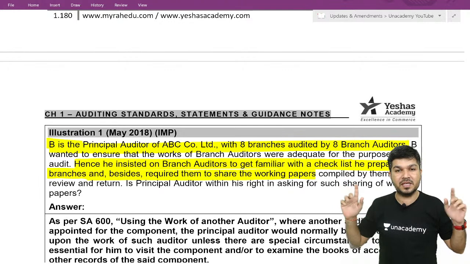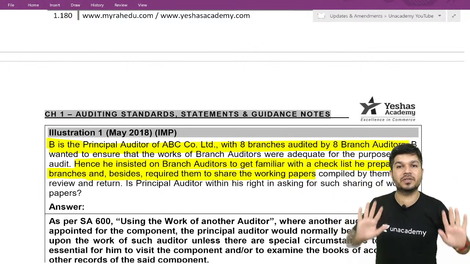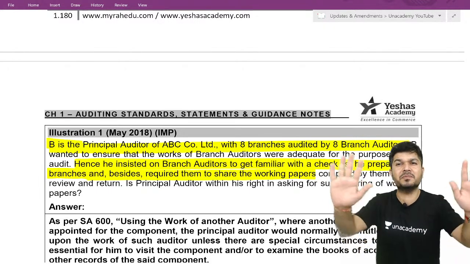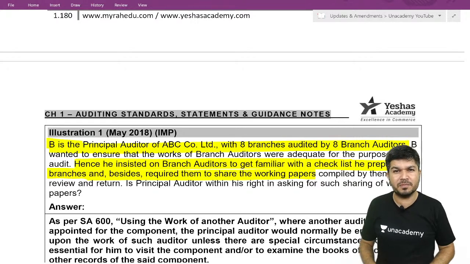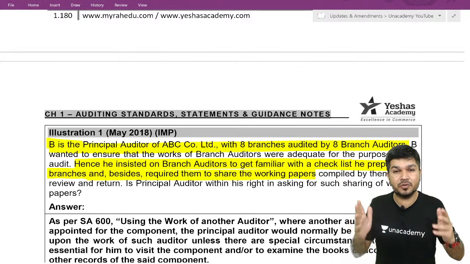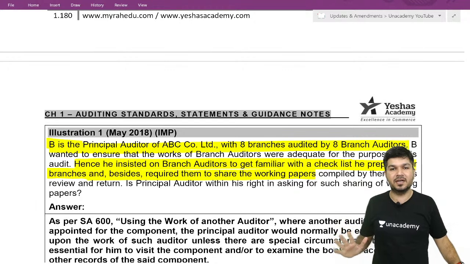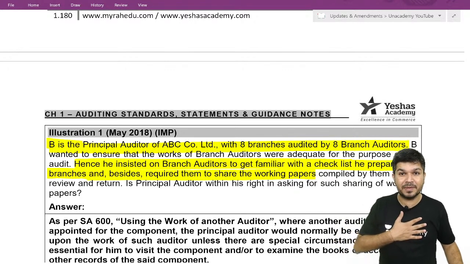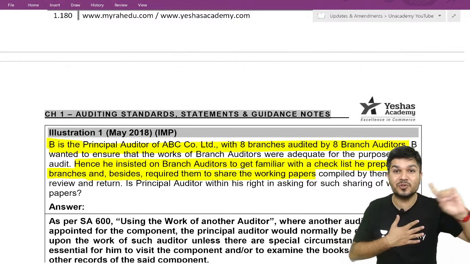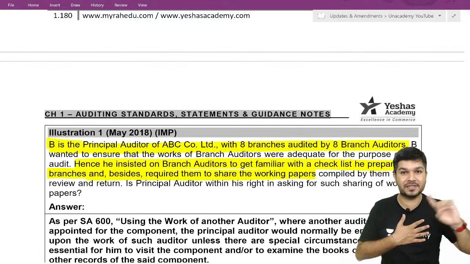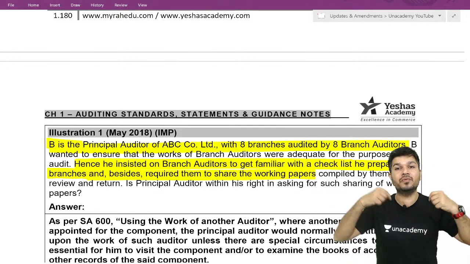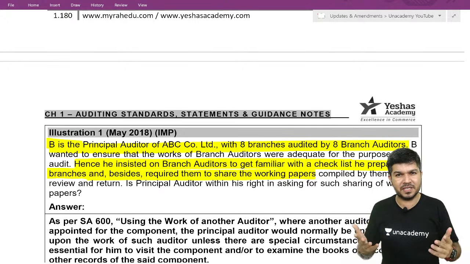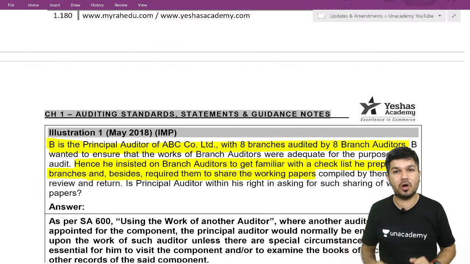No. See, he is a chartered accountant. Don't doubt his work. And you are not responsible for his work. If you are not responsible for his work, how he has done the work, you don't worry about that. So can I ask for the working papers of the branch auditor? The answer is no. You cannot ask. He may give at his own willingness. You made a request, but he is not bound to give you the copies of working papers.